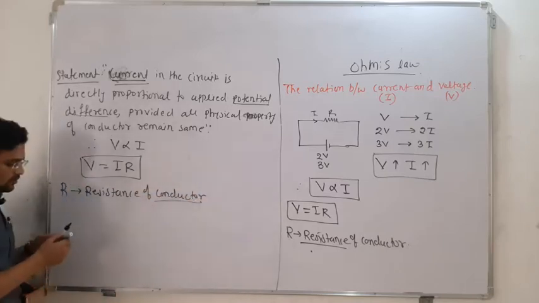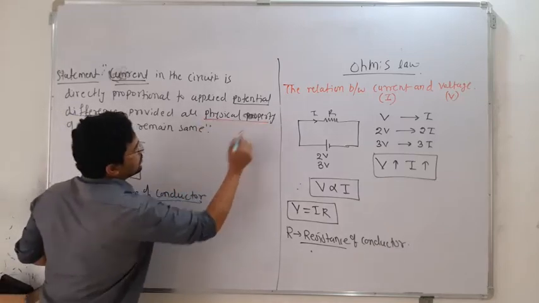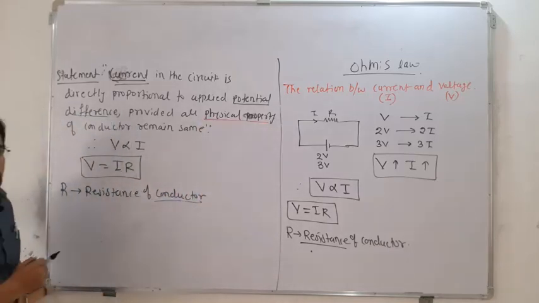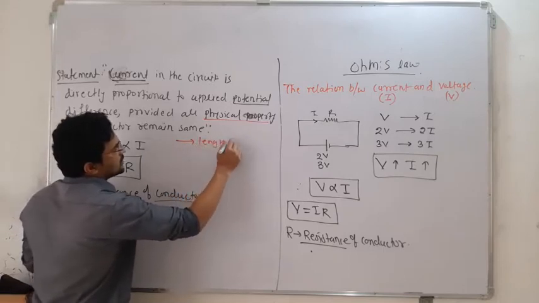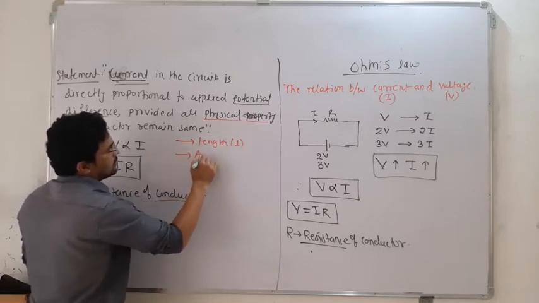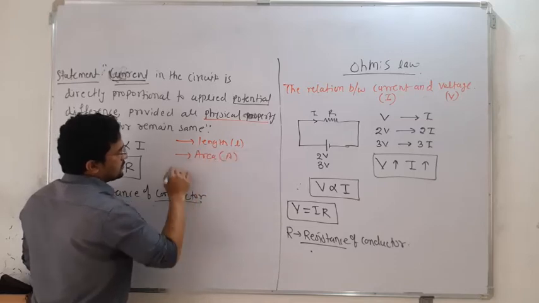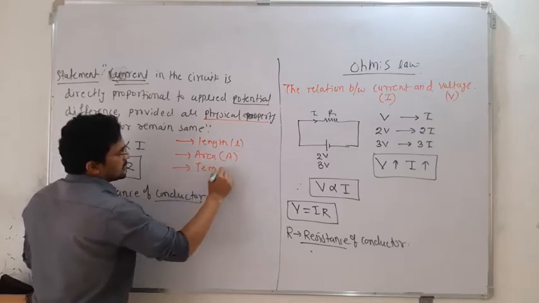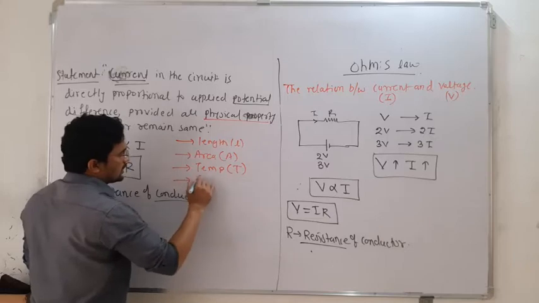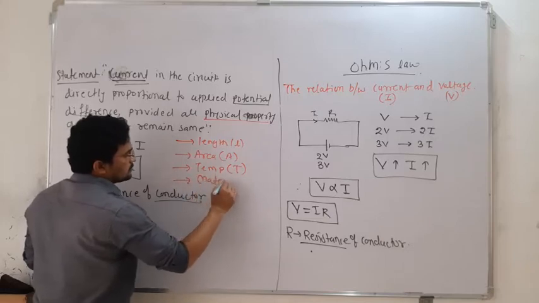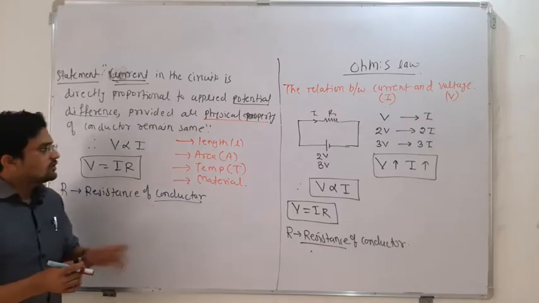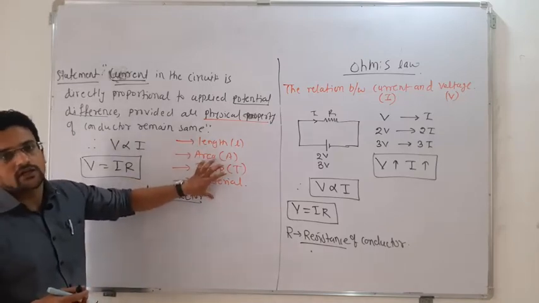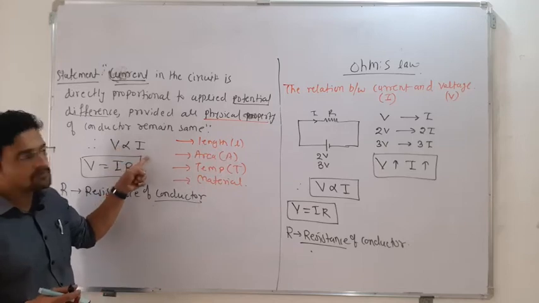But here one thing is mentioned: all the physical properties must remain the same. So all the physical properties means what? Length of the conductor L, area of the conductor, temperature of the conductor, and the material by which this conductor is made. So this should be constant. Then and only then V is directly proportional to I.